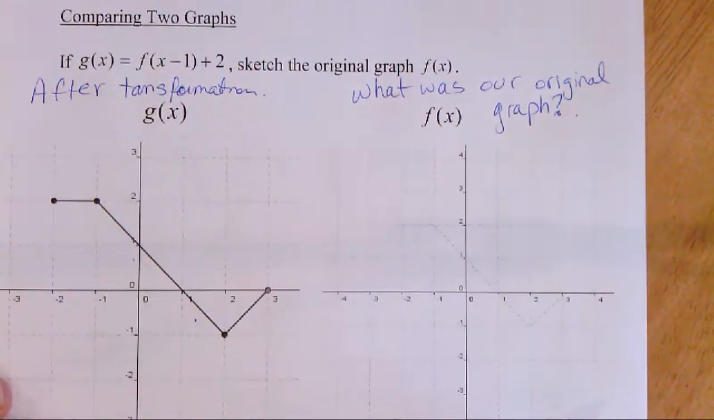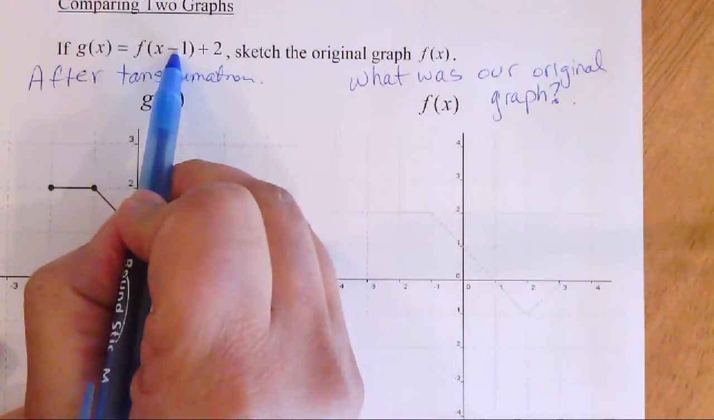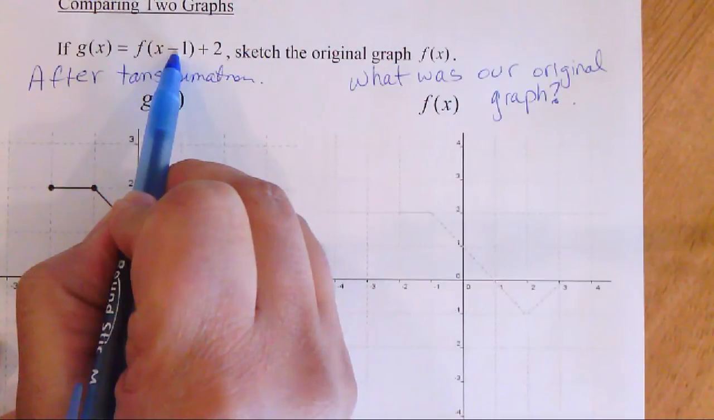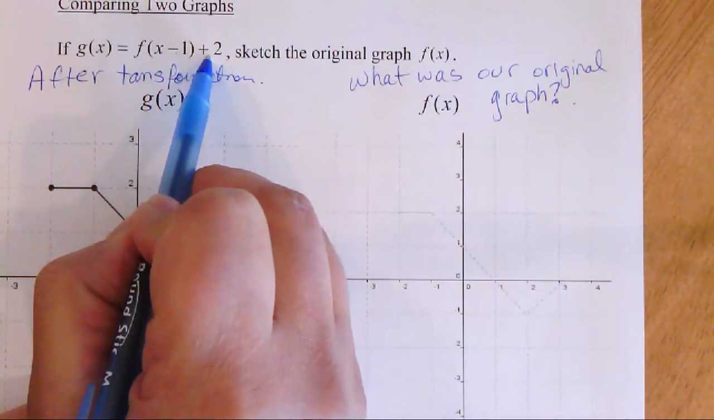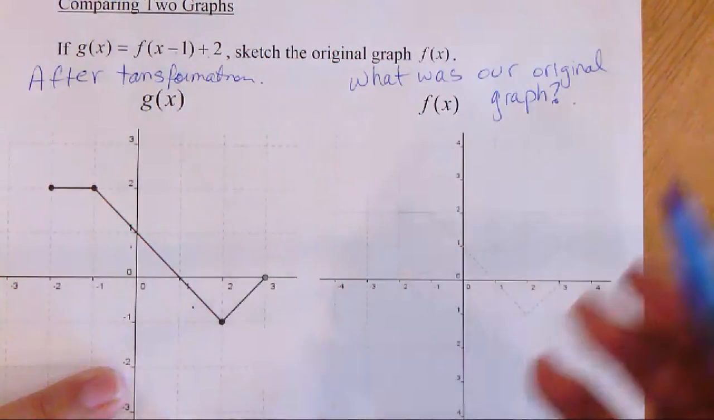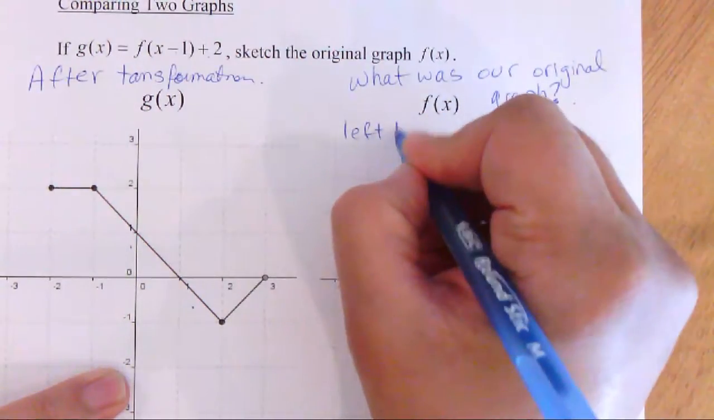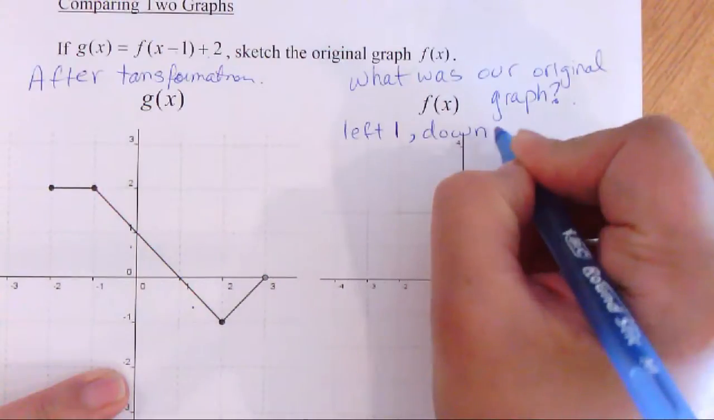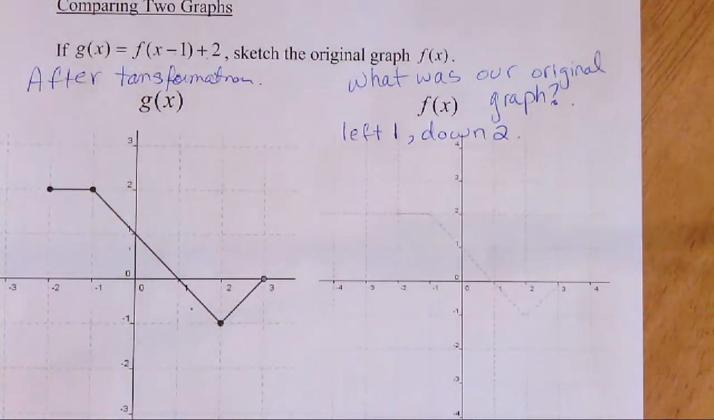So what we have to do is basically go backwards. We have to undo all of the transformations that happened. So if we're looking at this, this would have been a right 1 and up 2 transformation. But now we have to go backwards. So the backwards of that is left 1 and down 2. And that's going to take us back to our original f of x.